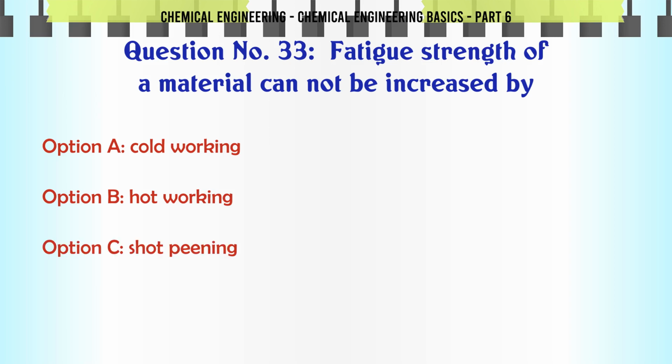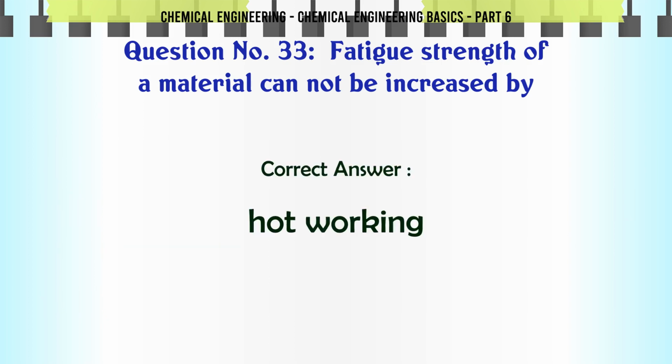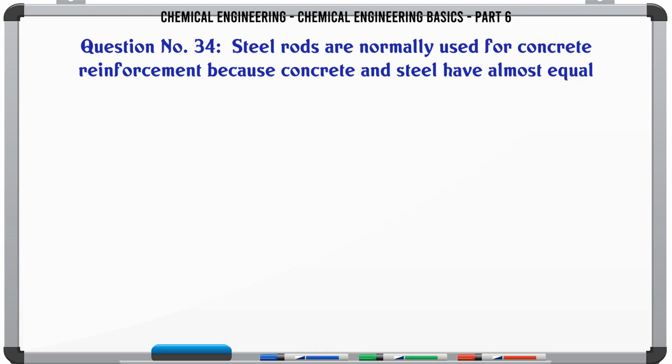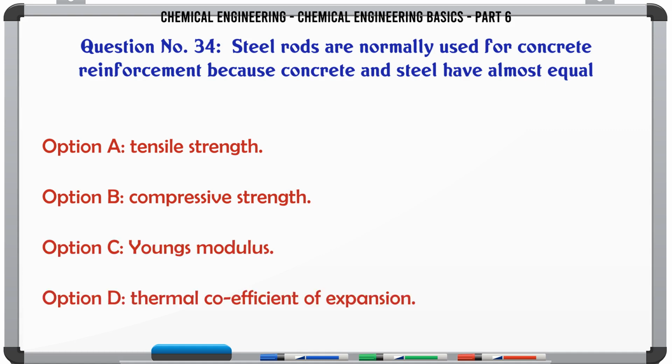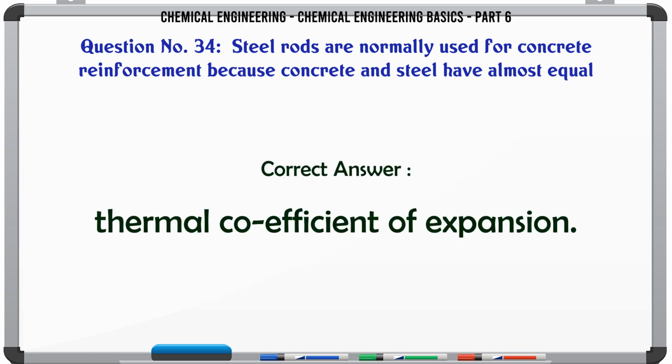Fatigue strength of a material cannot be increased by A. Cold working. B. Hot working. C. Shot peening. D. Any of these. The correct answer is hot working. Steel rods are normally used for concrete reinforcement because concrete and steel have almost equal A. Tensile strength. B. Compressive strength. C. Young's modulus. D. Thermal coefficient of expansion. The correct answer is thermal coefficient of expansion.